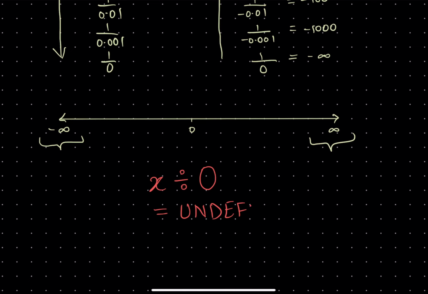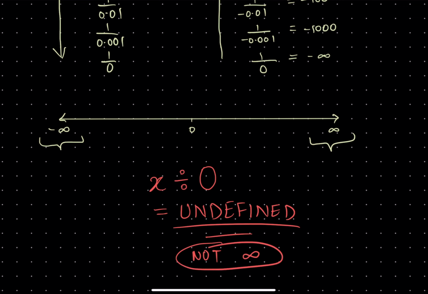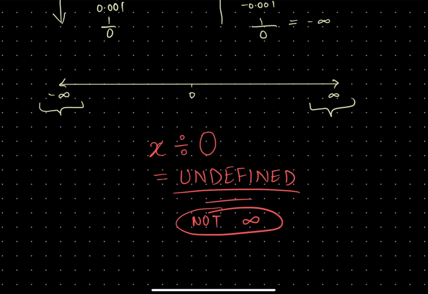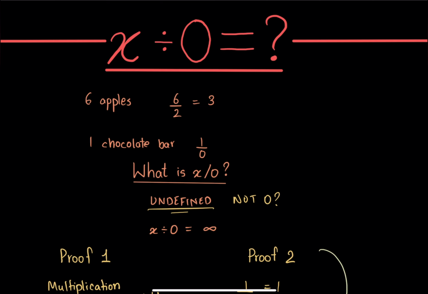It's not like mathematicians were lazy and they didn't want to figure out what x divided by 0 is. They tried and tried, but the thing is, they couldn't find an answer for it because each time they tried to get an answer, they would get entirely different and random numbers. So this is why x divided by 0 is undefined and not infinity, or in this case, negative infinity. So let's go through that one more time.